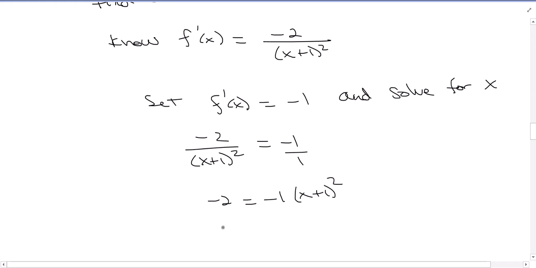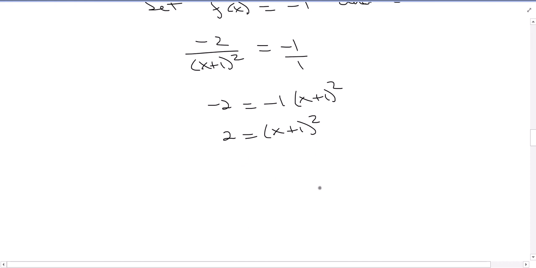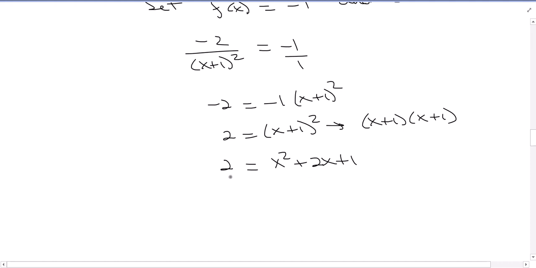Divide both sides by negative 1, so I'll have 2 equals x plus 1 squared, and then multiply it out. Or you can take the square root of both sides, but I'm going to multiply it out. So I'm going to have 2 equals x squared plus 2x, don't forget about the middle term, plus 1, since this means x plus 1 times x plus 1. Bring the 2 over, set it equal to 0. So minus 2, so minus 1. Does this factor? Or maybe we need to use the quadratic formula.